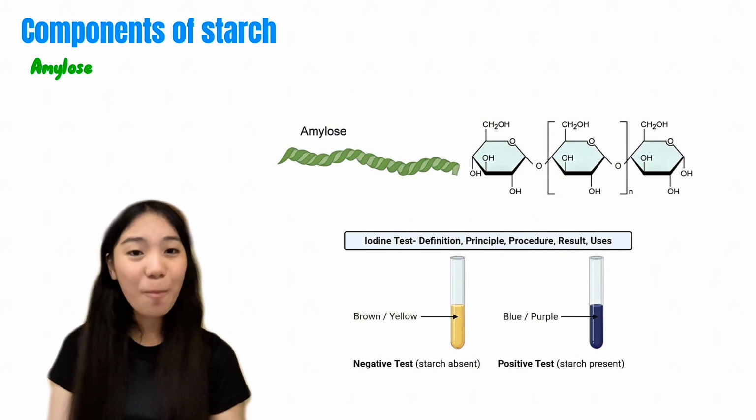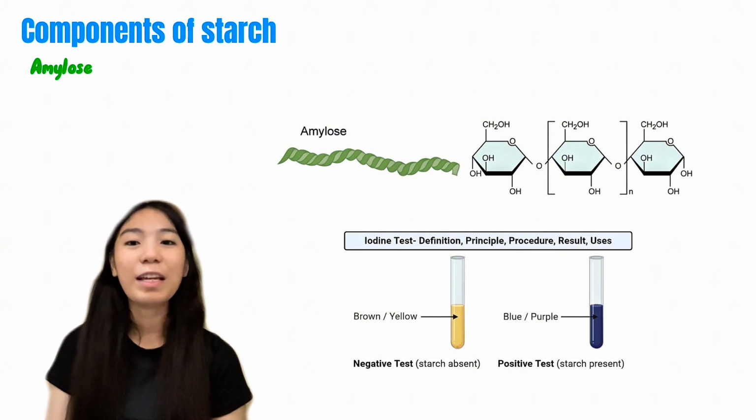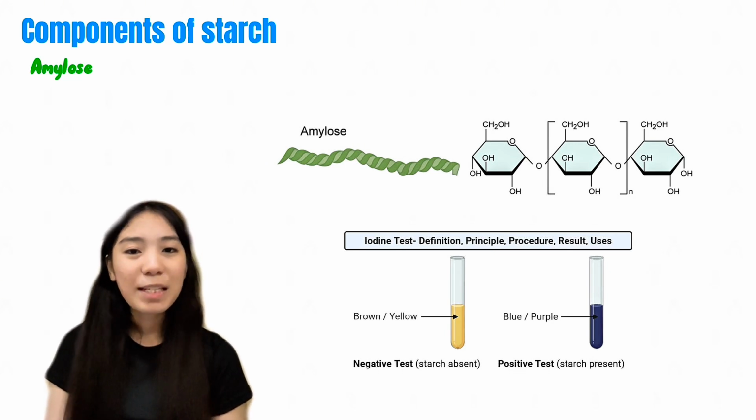Now, what's its job? Well, because it's a relatively simple straight chain, our bodies find it a bit harder to break down compared to its counterpart. This means it tends to slow down the release of glucose into our bloodstream. You can think of amylose as a steady, slow-burning fuel for your body.